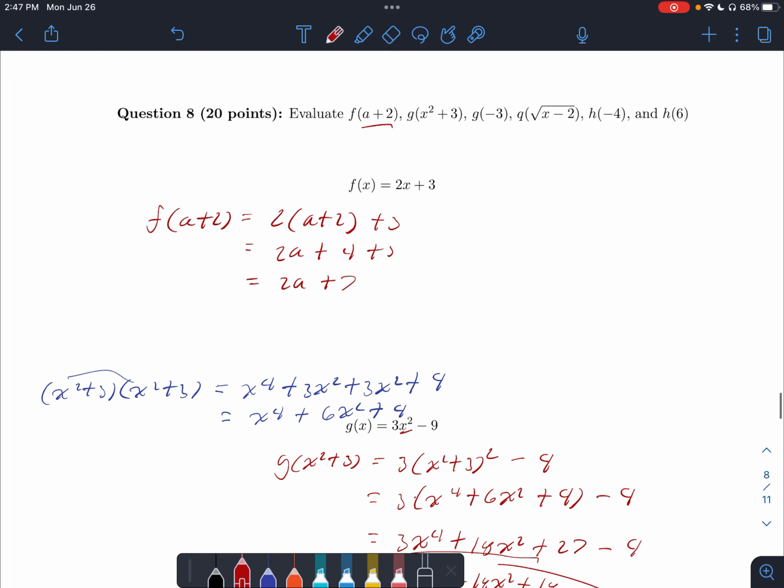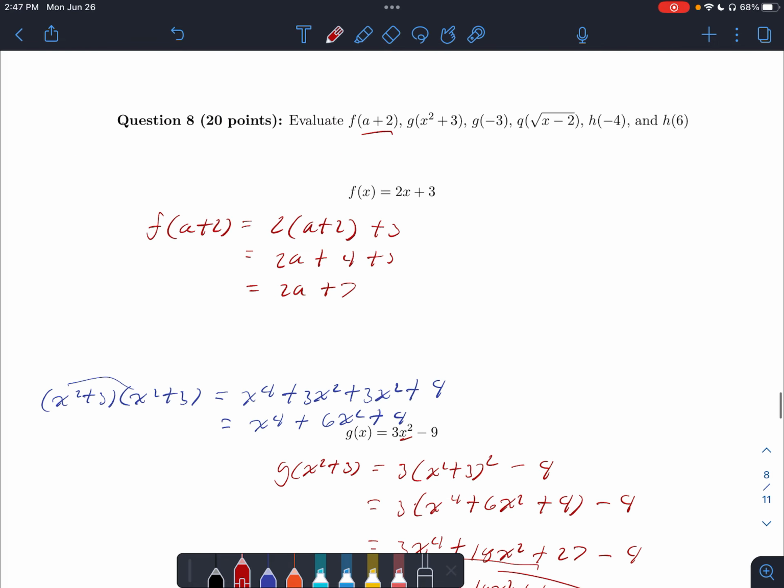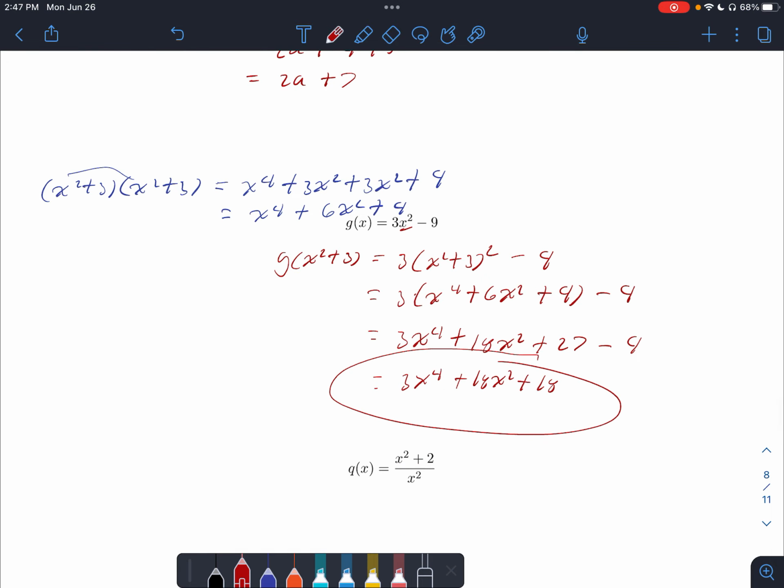Okay, we also want to define g of negative 3. So we'll plug in g of negative 3.